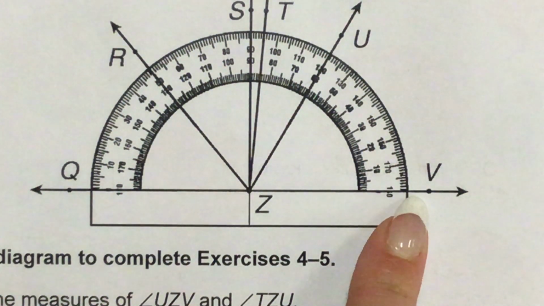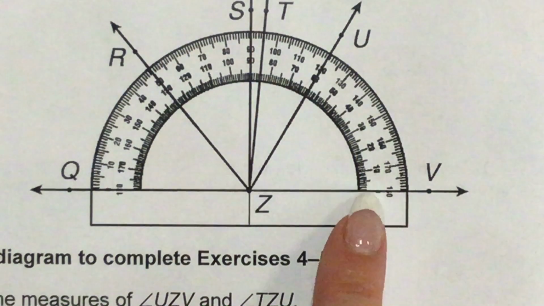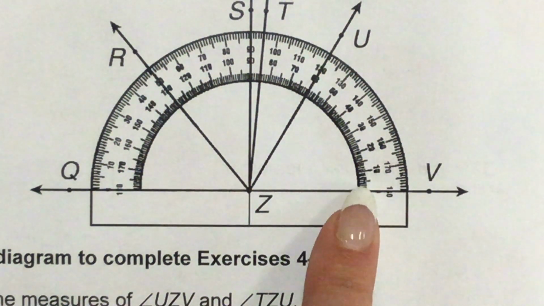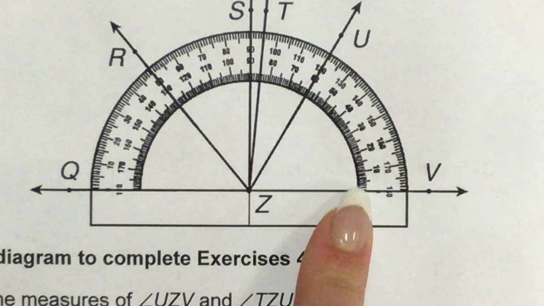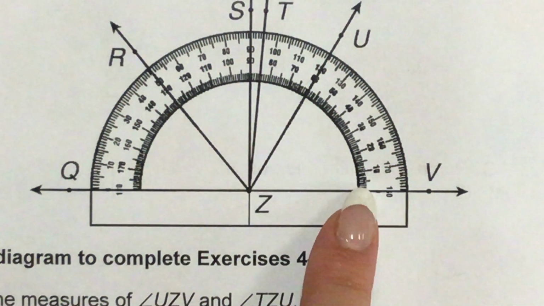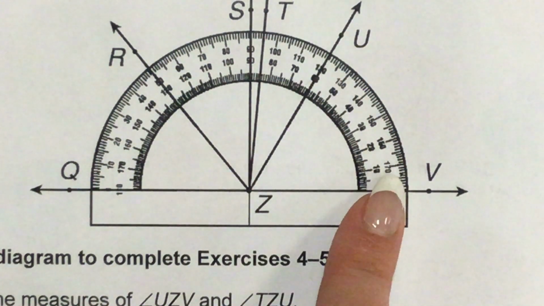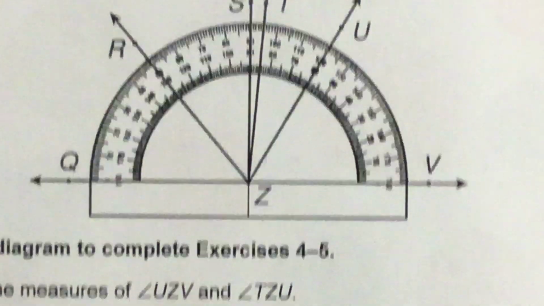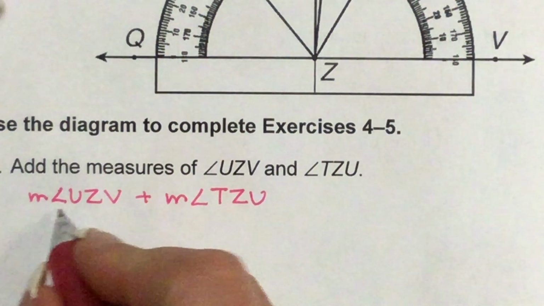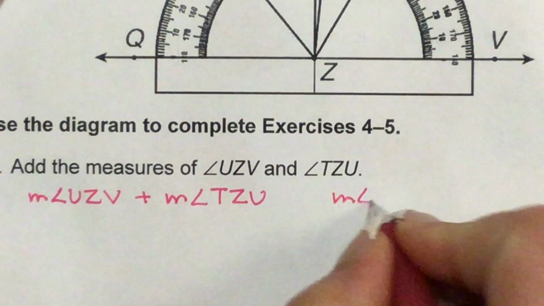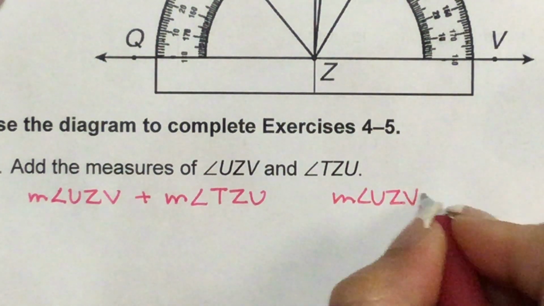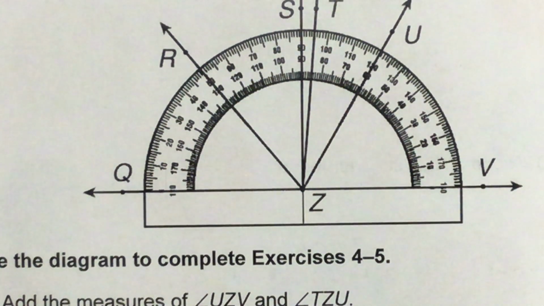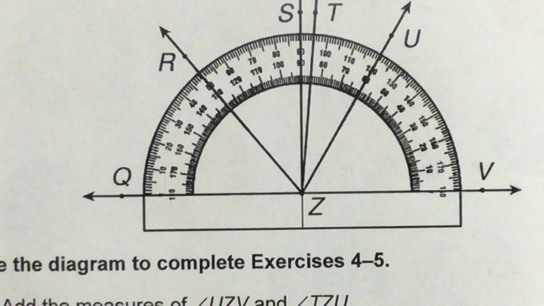What's really nice about this one is it's on 0. And so it goes 0, 10. So we know that we're going to be using this inner group of numbers. UZV would be 10, 20, 30, 40, 50, 60. So that means that the measure of angle UZV equals 60 degrees.